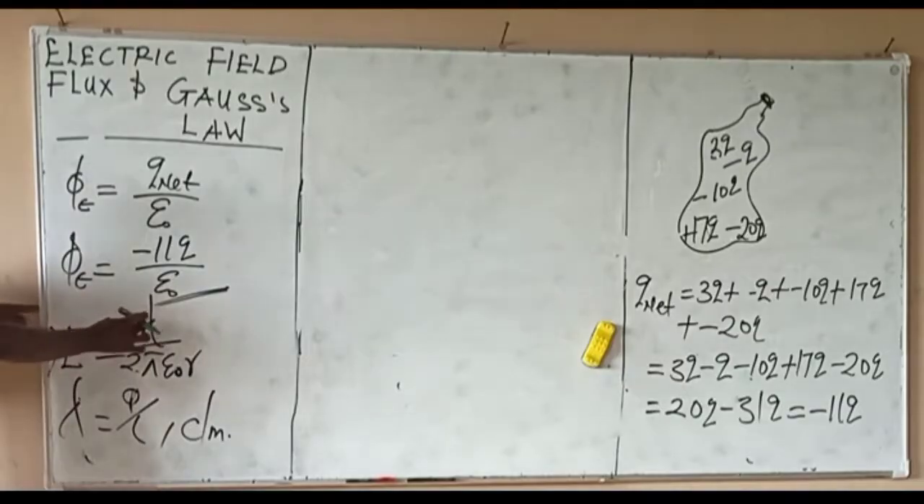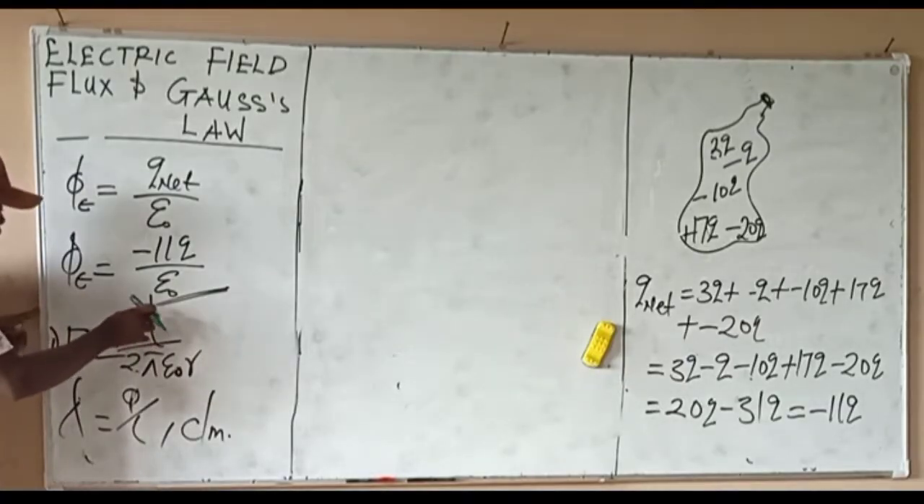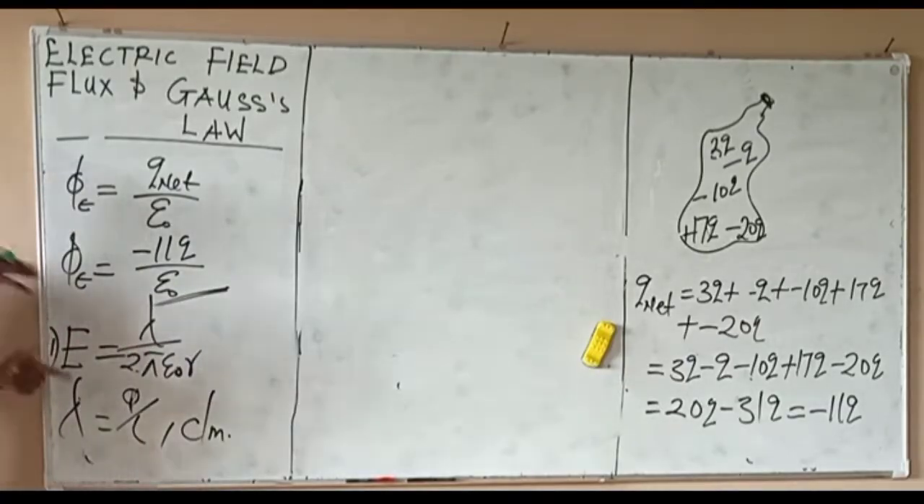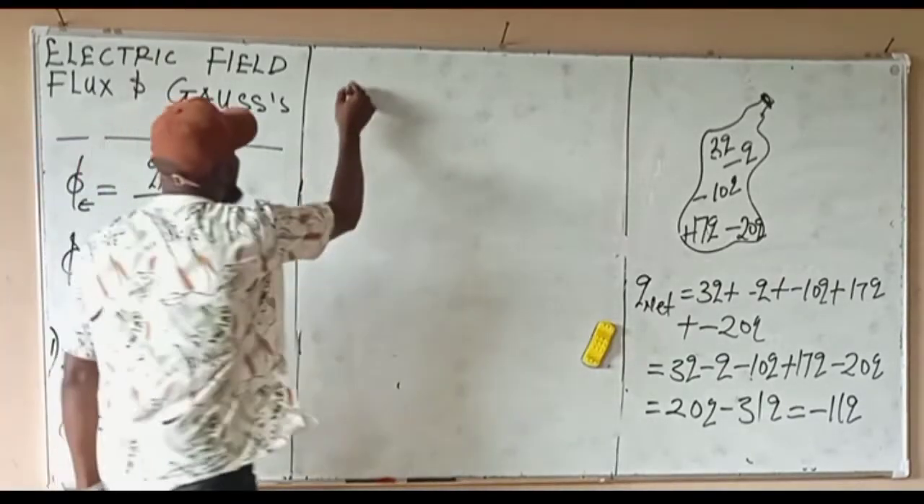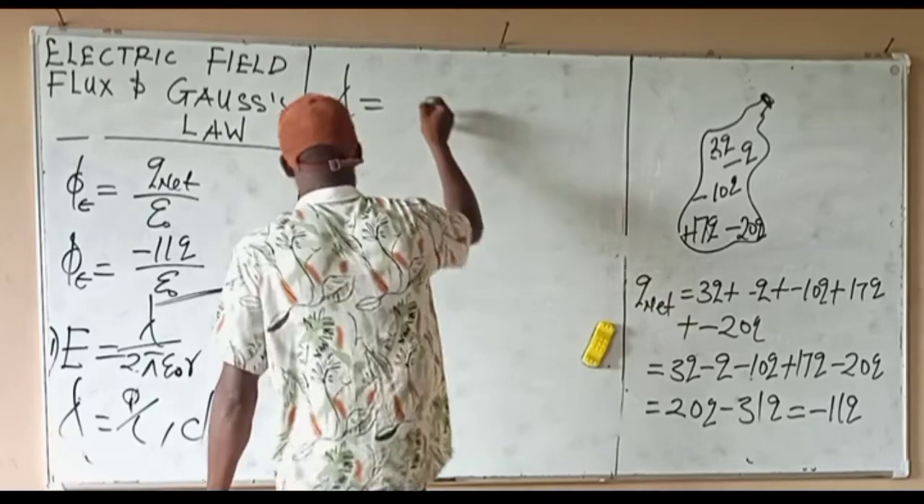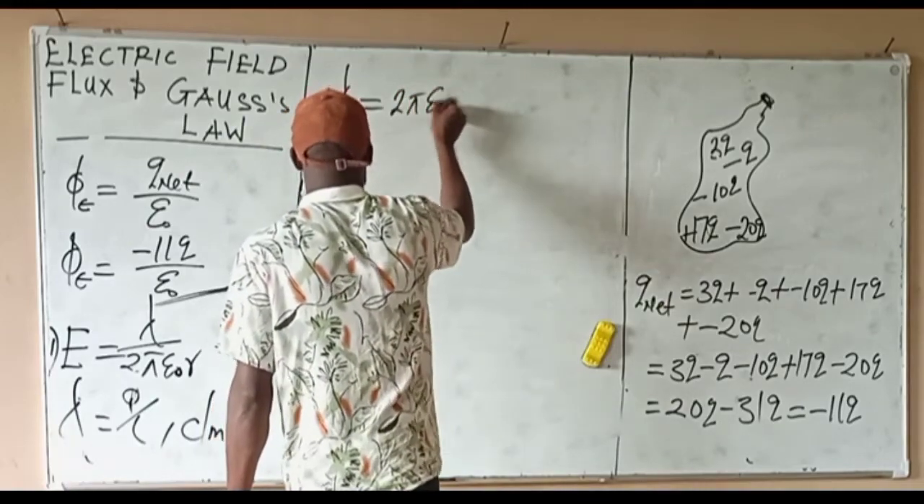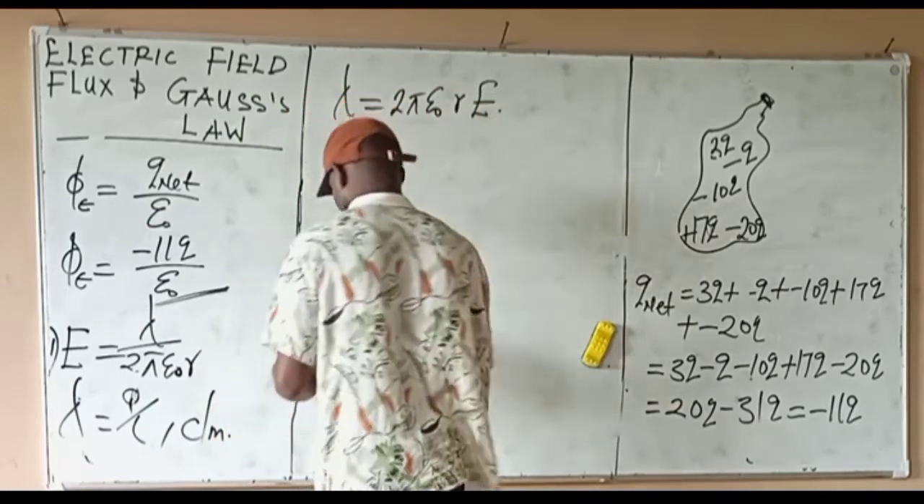From here, I can decide to make the linear charge density the subject of the formula. By multiplying the denominator by E, the linear charge density will be equal to 2 pi epsilon naught r times E. That's what we're going to have.